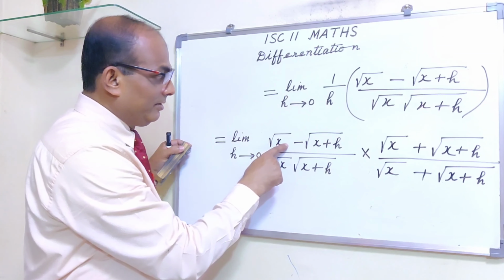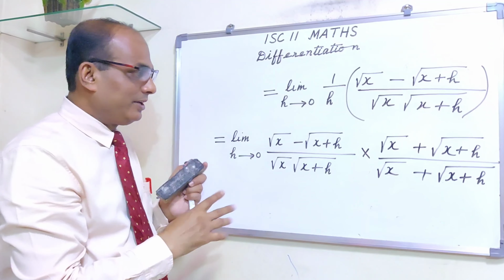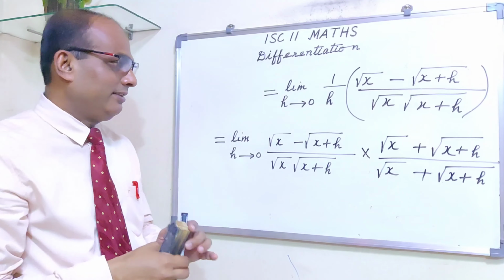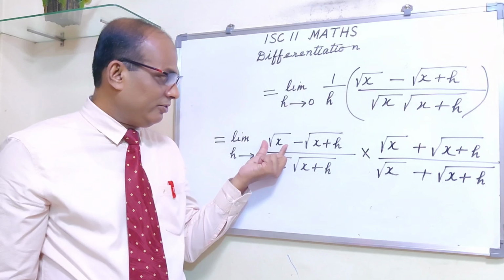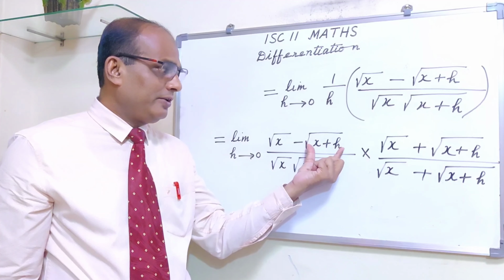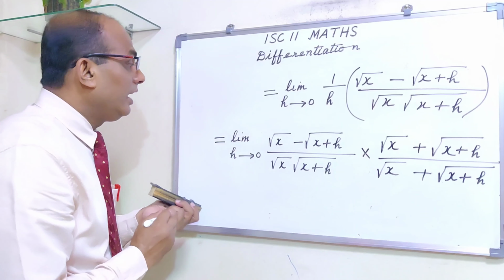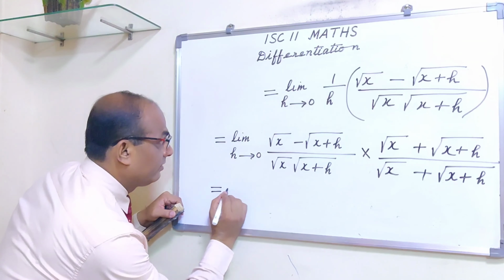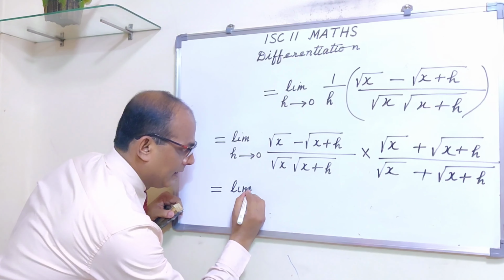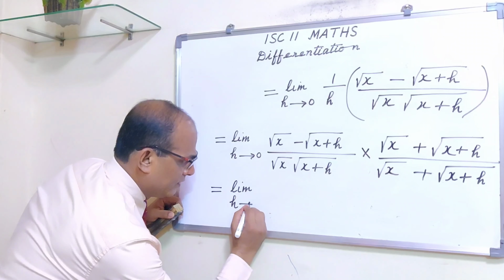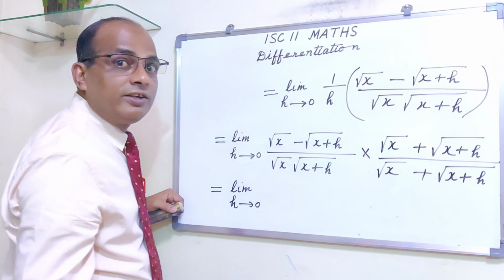How are we going to get the result? We are multiplying by the conjugate of a minus b, which is a plus b. Now what happens when we multiply? a plus b and a minus b give a square minus b square. So a square means x and b square means x plus h. Let me write it down, then you'll understand. So this is equal to limit h tending to 0, a minus b into a plus b, which is a square minus b square.